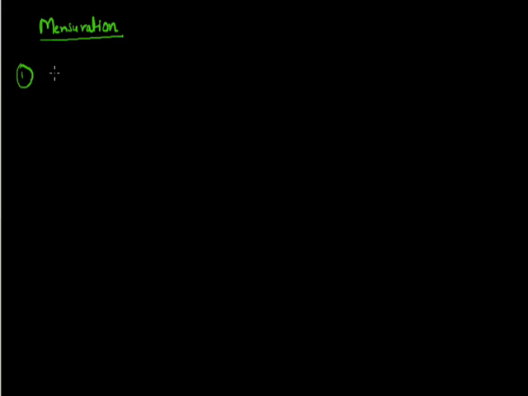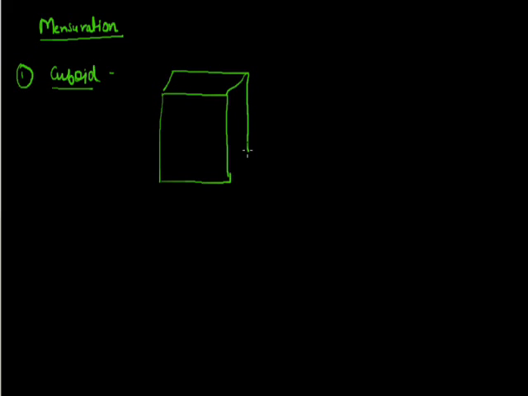We start with the cuboid. So cuboid, as we know, is a 3D figure, and its shape is like a box, like any geometry box you have, or any box that you use for keeping your pens and pencils. So that figure is known as a cuboid.